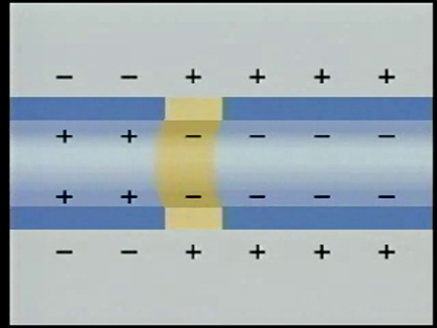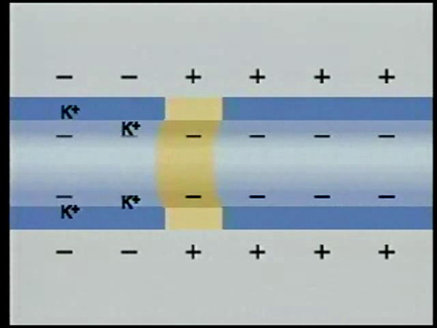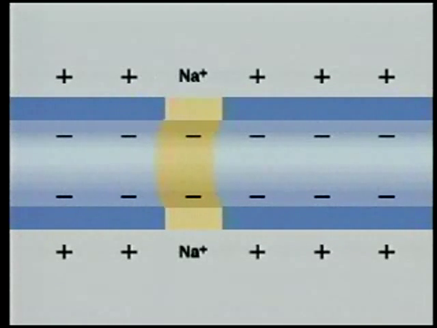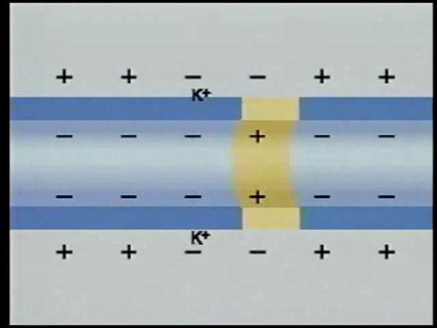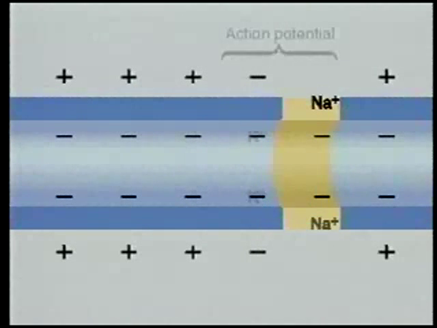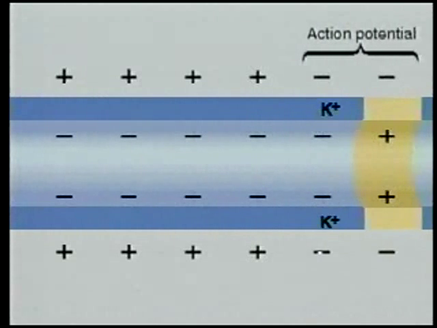A few thousandths of a second after the sodium ions enter the cell, other membrane channels open and allow potassium ions, K+, to flow out of the cell. This outflow of potassium ions restores the membrane to its resting potential. This reversal of charge, followed by restoration of the resting state, is called an action potential. Action potential is another name for nerve impulse.